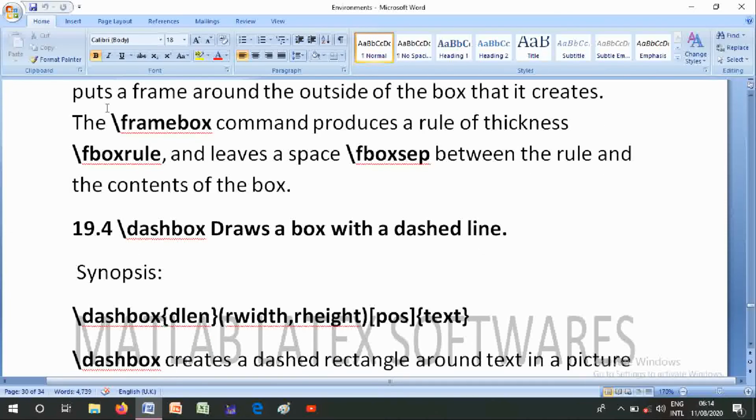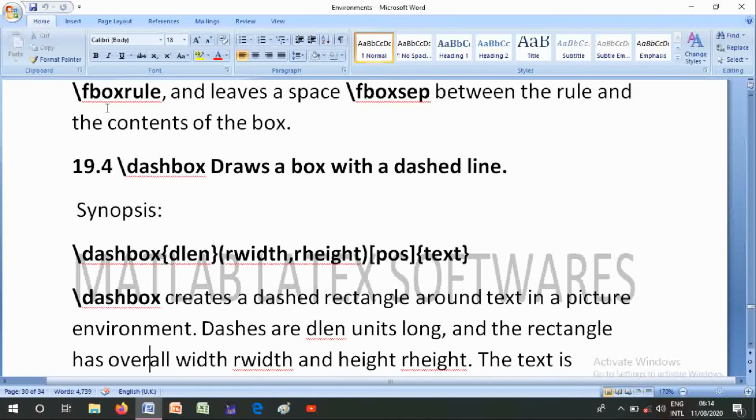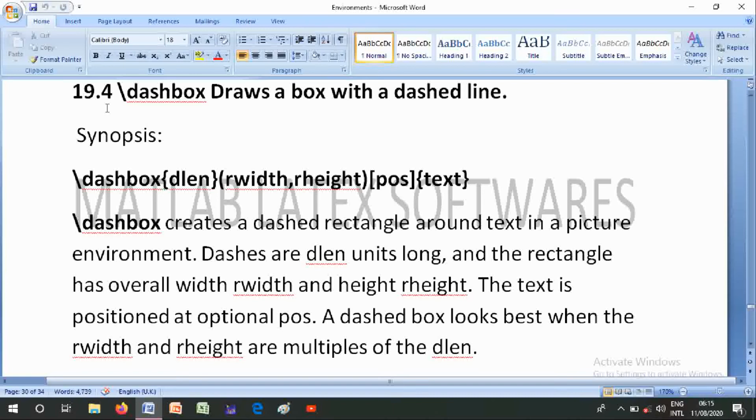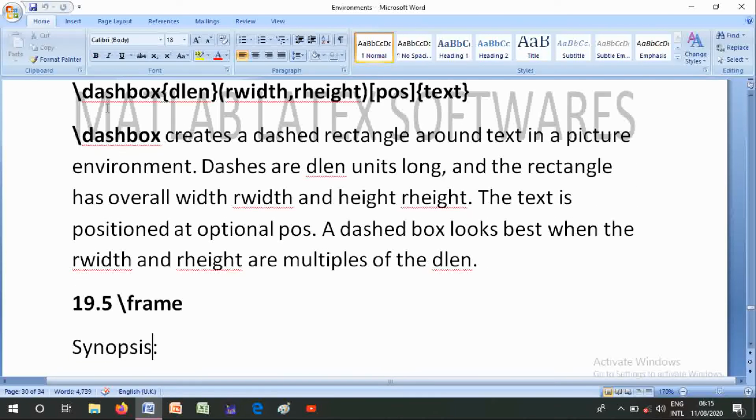19.4 is dashbox. Draw a box with dashed lines. Its synopsis is \dashbox{d length}(rwidth,rheight)[position]{text}. Dashbox creates a dashed rectangle around text in a picture environment. Dashes are d length units long, and the rectangle has overall width rwidth and height rheight. The text is positioned at the optional position. A dashed box looks best when the rwidth and rheight are multiples of the d length.